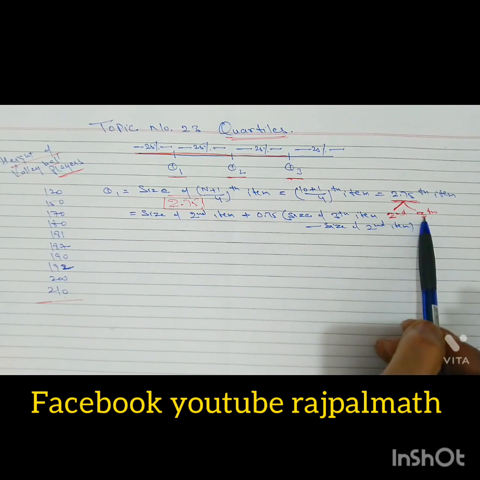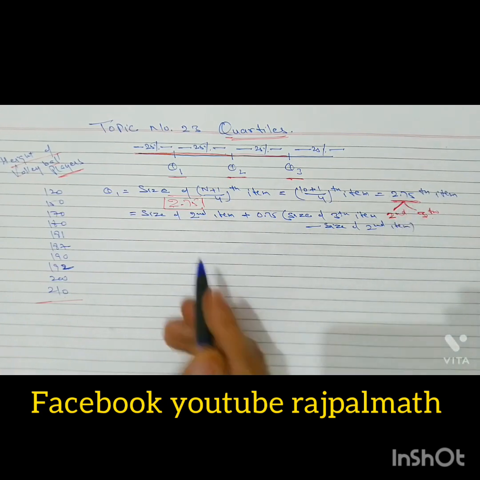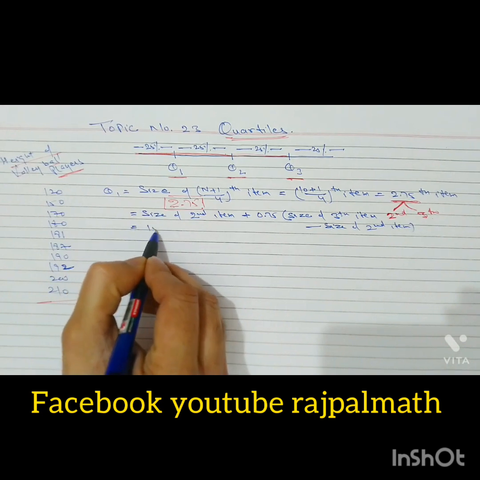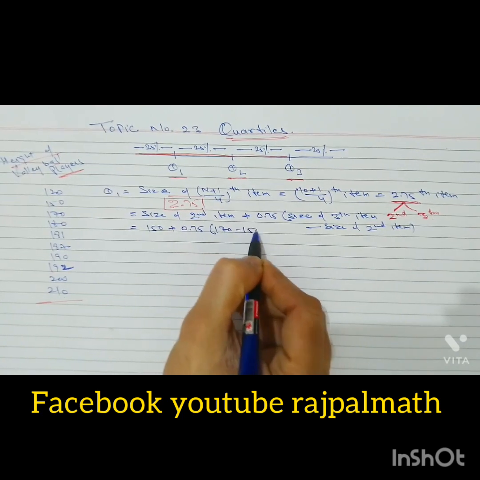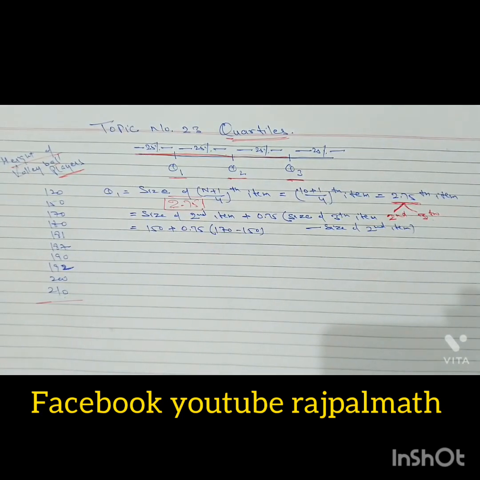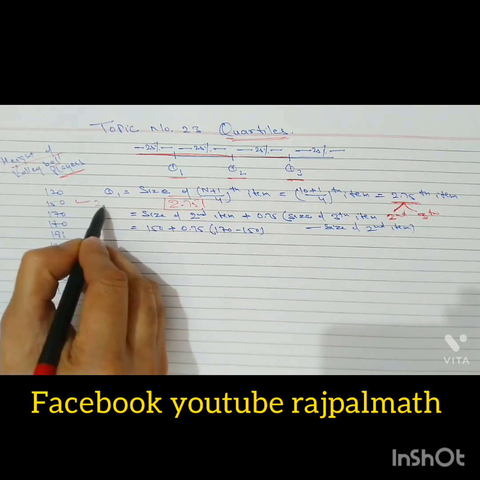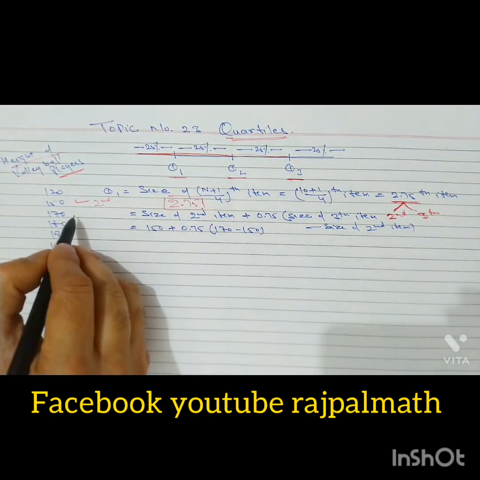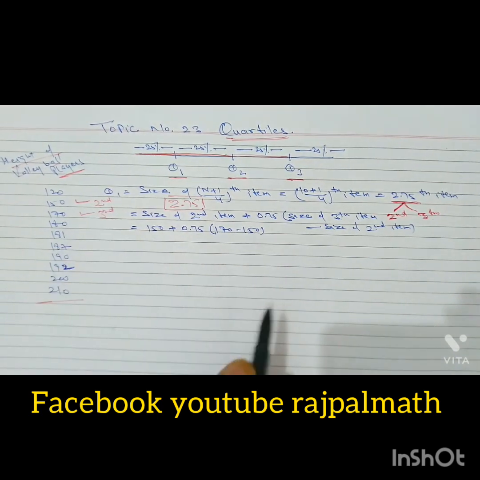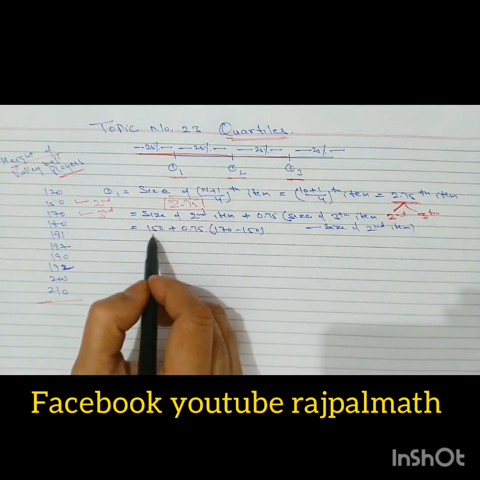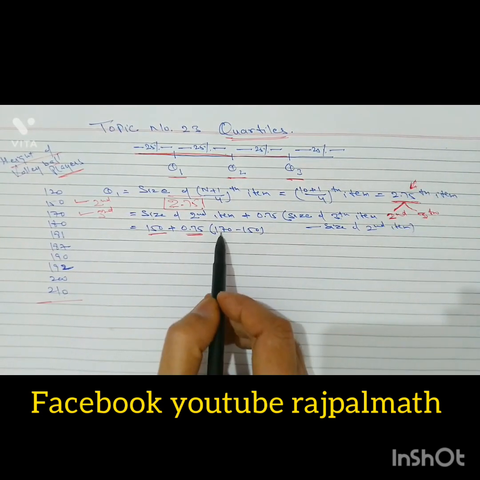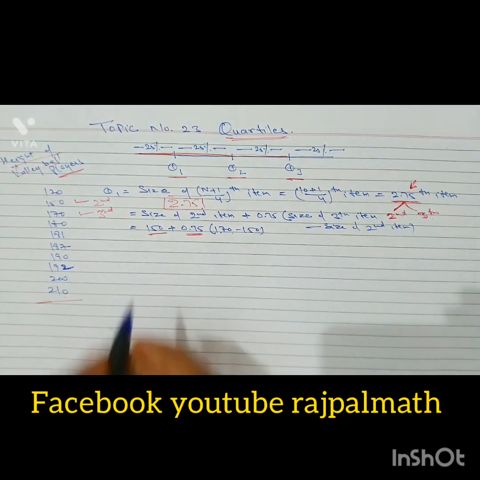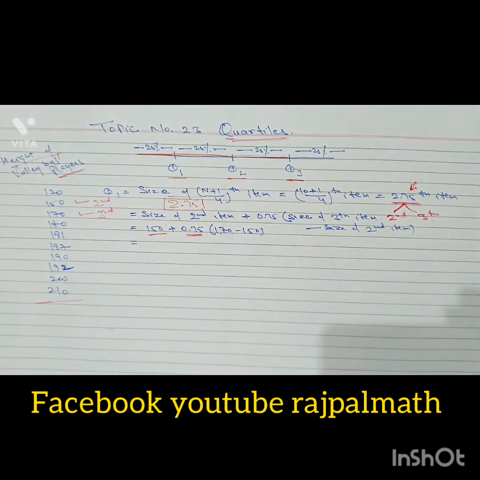Which is equal to 150 plus 0.75 into (170 minus 150). Size of the second item is 150, size of the third item is 170. Clear? Size of second item 150 plus 0.75 into (170 minus 150), which is equal to 165.